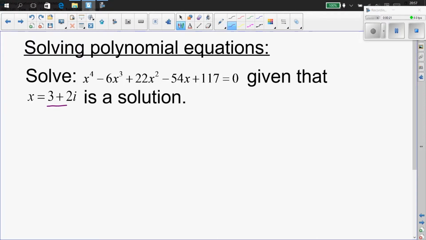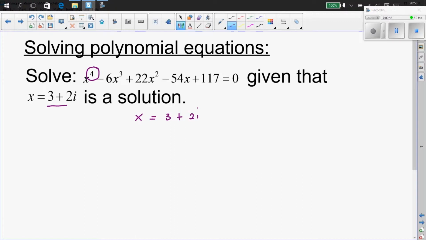So let's look at this polynomial. This polynomial is a polynomial of degree 4 because the largest exponent is 4. So this polynomial will have 4 solutions. I have that x equals 3 plus 2i is one of the solutions. So I need to find 3 other solutions.